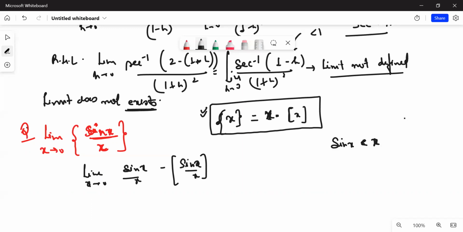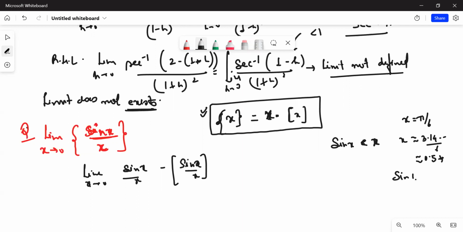Take an example, pi by 6. What do you think pi by 6 should be? Even if you approximate pi to be 3.14 divided by 6, it should be around 0.5 plus something. However small, it would be 0.5 plus something.